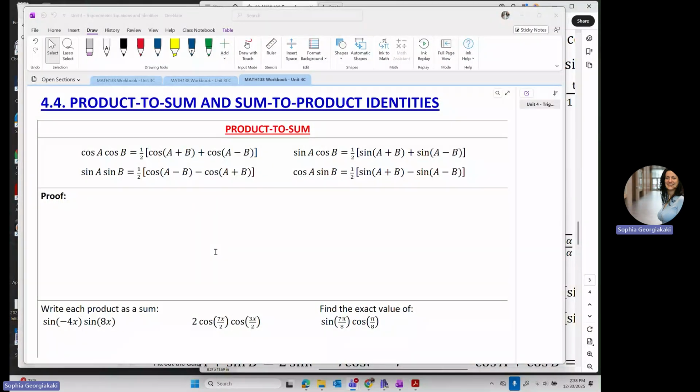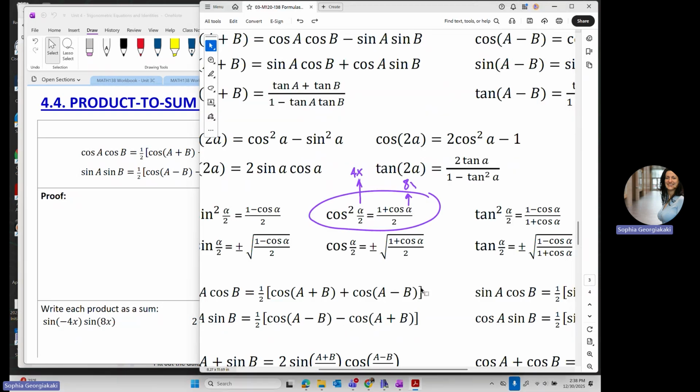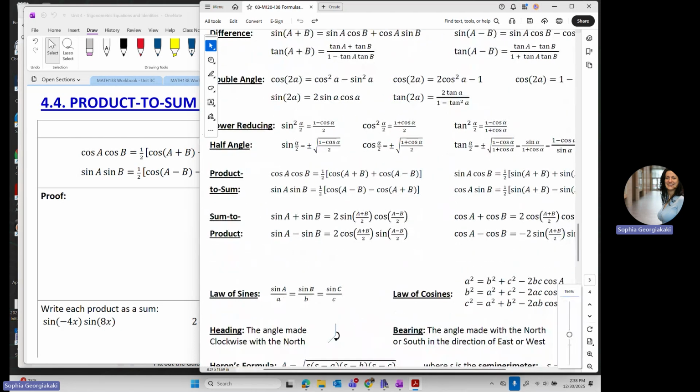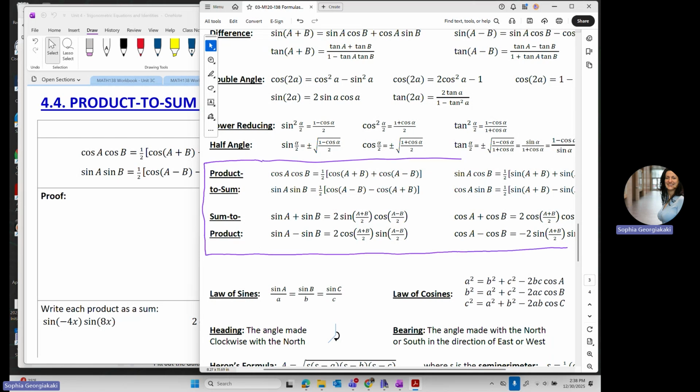We are continuing in the chapter for trigonometric identities. We are now in section 4.4 of our workbook, where we will look at product to sum and sum to product identities in our formula packet. That would be towards the bottom of, well, I guess the middle of page 3, product to sum and sum to product identities. What do these identities do?